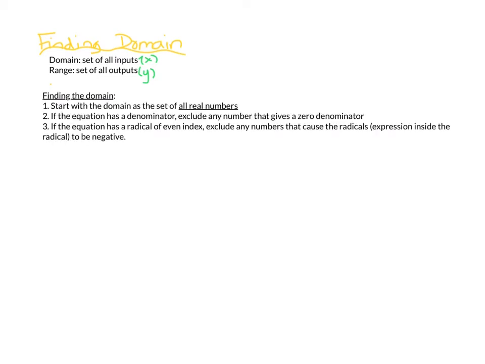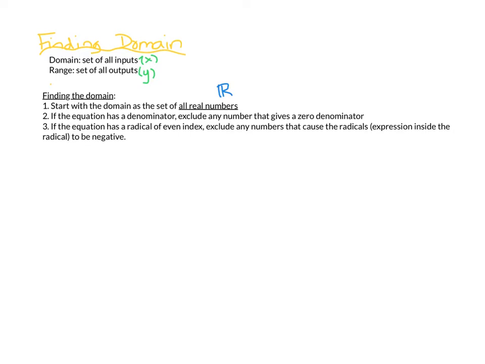So here are some steps you can use to find the domain. They will not work with everything, especially once we get to logarithms and trig functions, but they'll work with everything we're doing right now. So first of all, start by assuming the domain is the set of all real numbers. By the way, just a little notation thing. We write the set of all real numbers like this. That just means the set of all real numbers. It's an R, but it has like an extra little thing on the side of it.